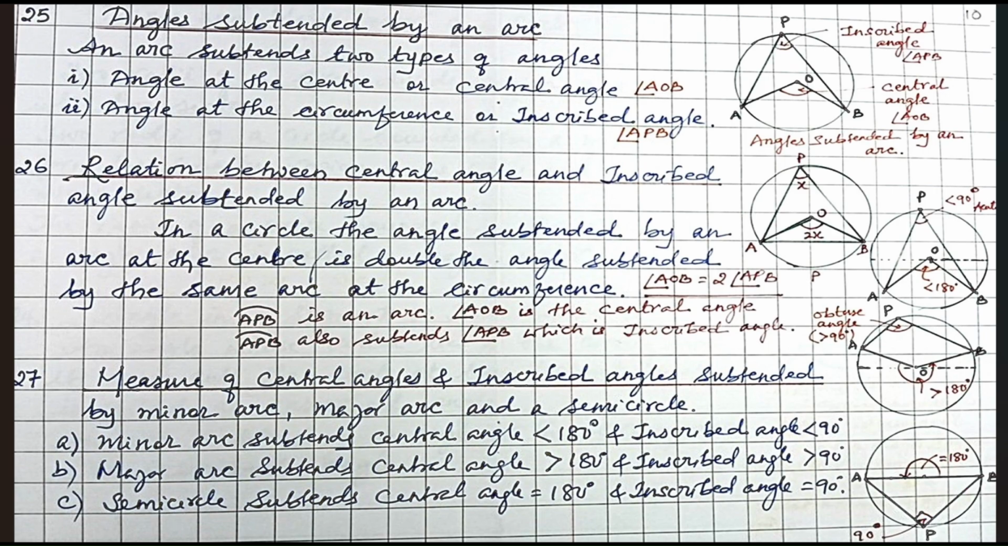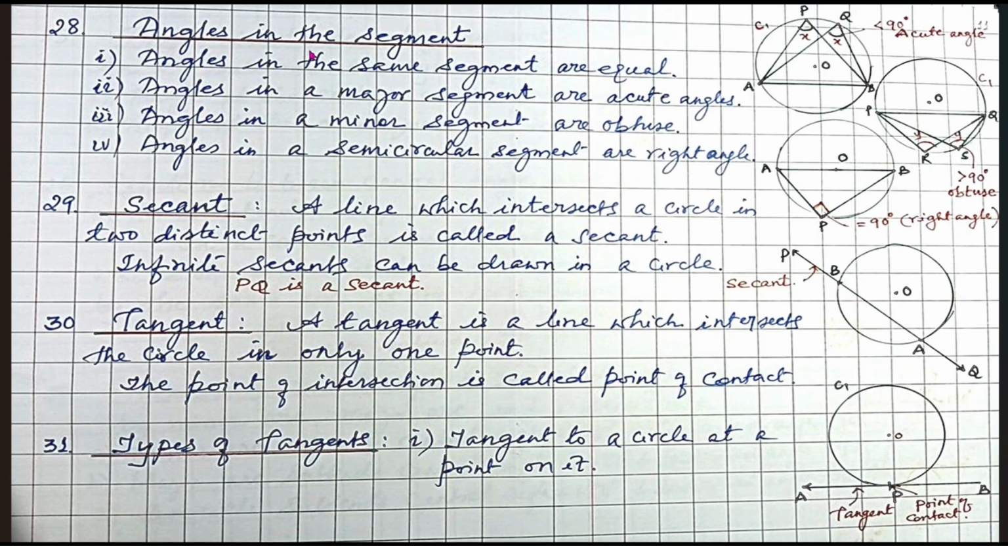So please remember that. Now, angles in the segment. Angles in the same segment are equal. If you take the major segment here, the angles APB and AQB are the angles in the major segment, and both the angles are equal. So angles in the same segment are equal. Angles in a major segment are definitely acute angles. Angles in a minor segment are obtuse angles. Angles in a semicircular segment are right angles.